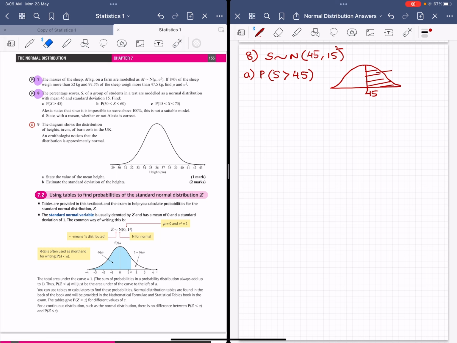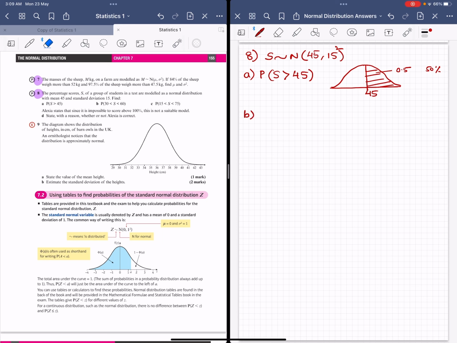We know that the bell curve is a symmetrical curve and the total probability is 1. So the probability of 45 and above is 0.5. In percentage, it would be 50%, and in terms of probability, it is 0.5.